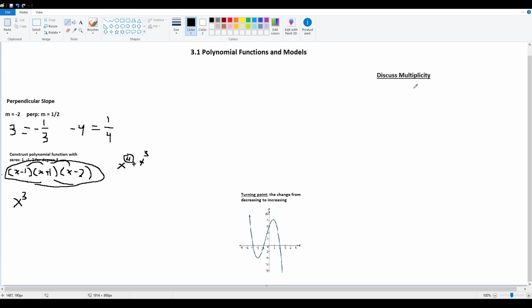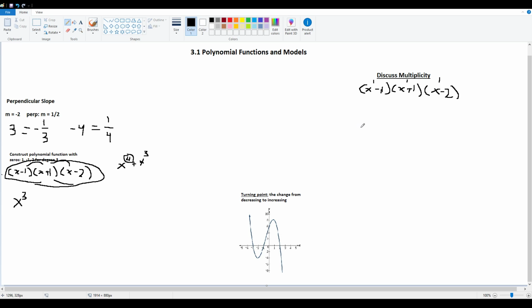Now multiplicity is basically how many times this zero will show up. So I'll rewrite our old function that we just did, x minus 1, x plus 1, and x minus 2. So we know all of these zeros only show up once, right? So this has a multiplicity of 1, since it only shows up once. This has a multiplicity of 1, since it only shows up once. And this has a multiplicity of 1, since it only shows up once.